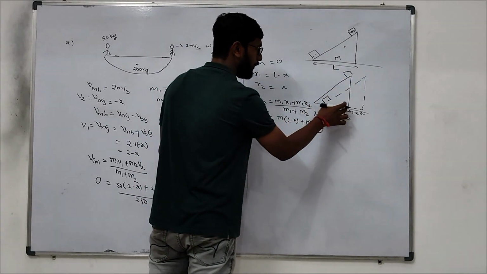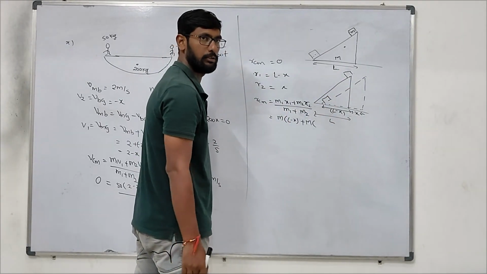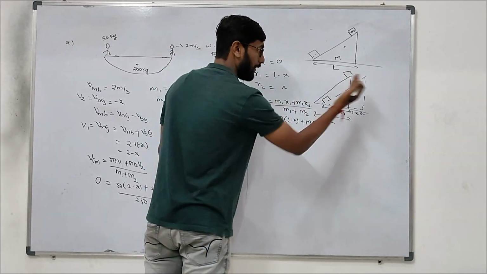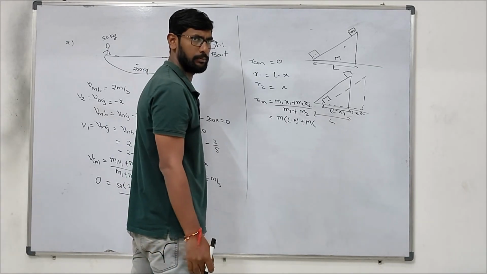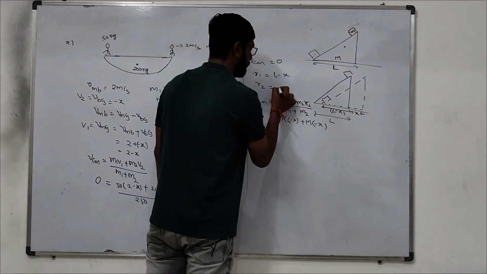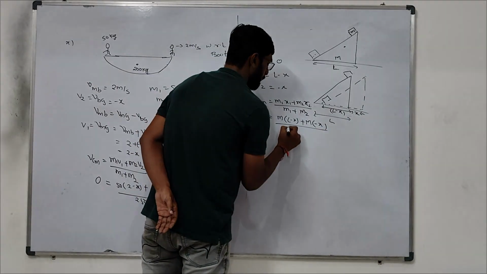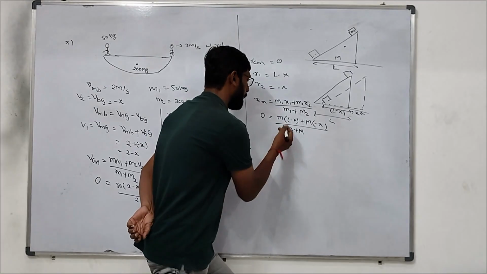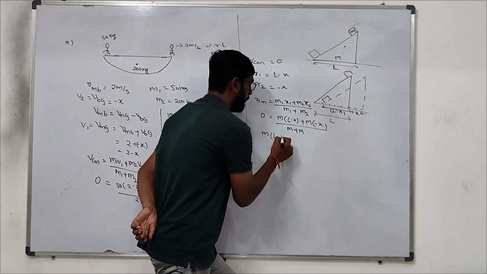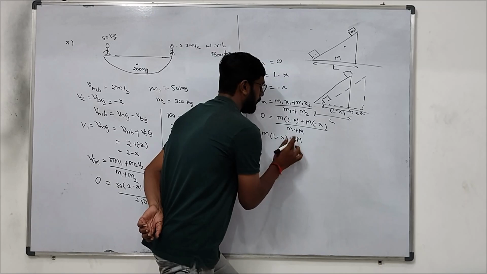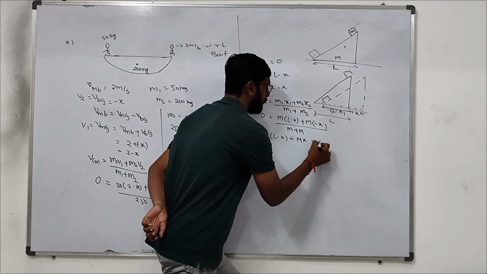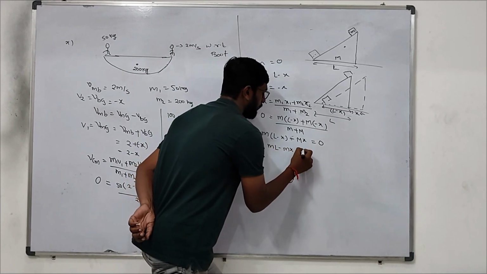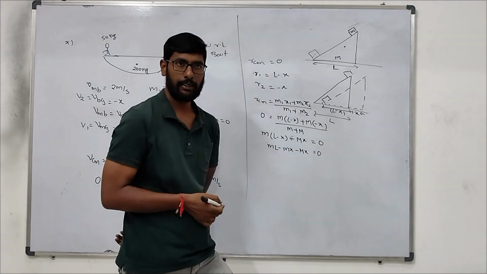see the displacement of this body this side, right? This body displaced this side, you know. This wedge is displaced in that side, so it will be minus x, right? Minus x, so it will be minus x by m plus M, it is 0. So m into L minus x plus M into minus x equals 0. So mL minus mx equals 0. We need to find x only, no?